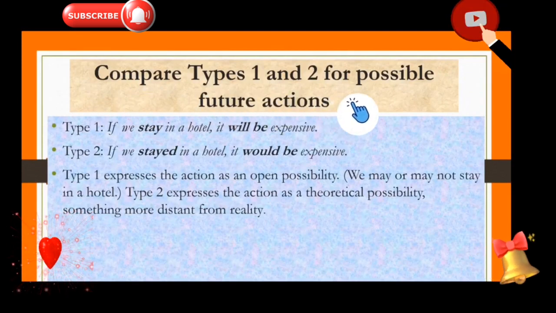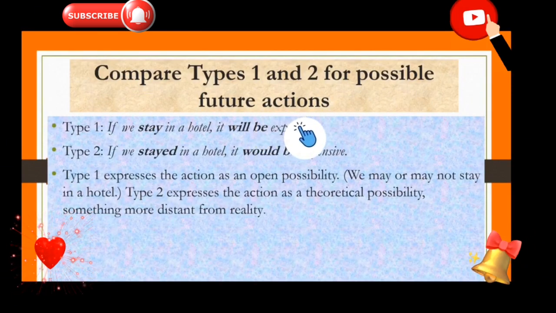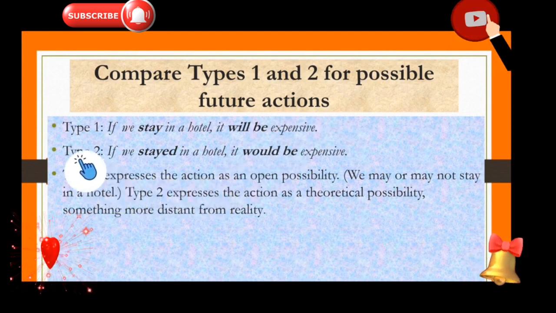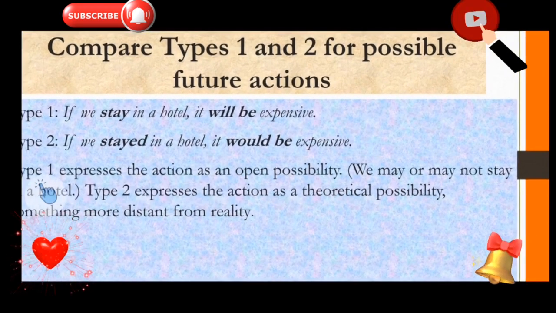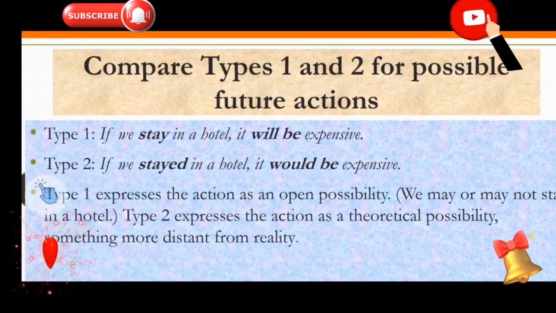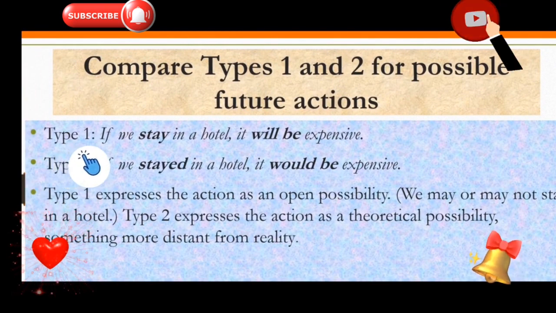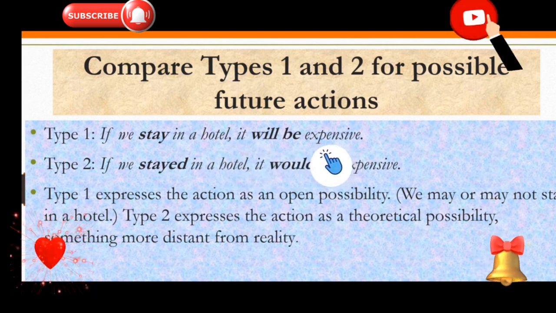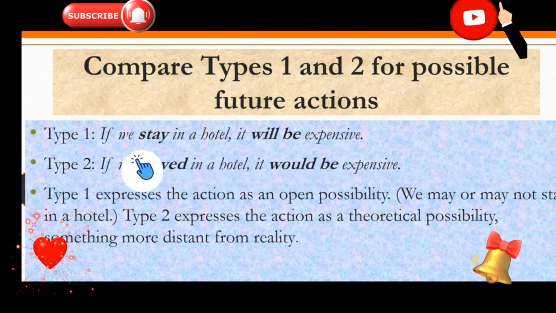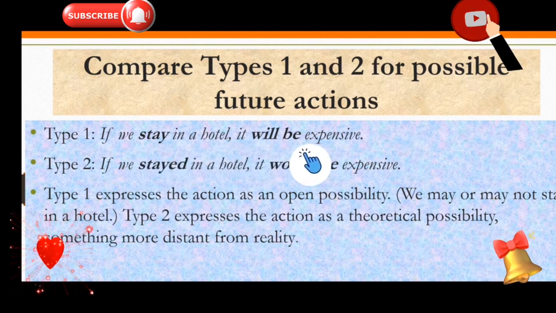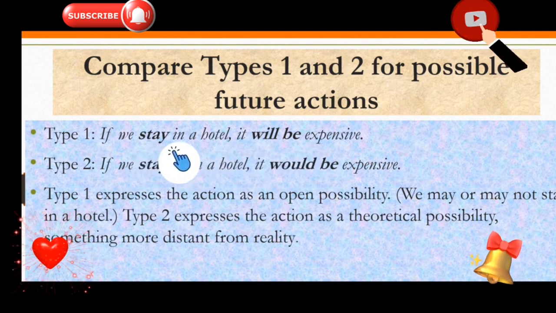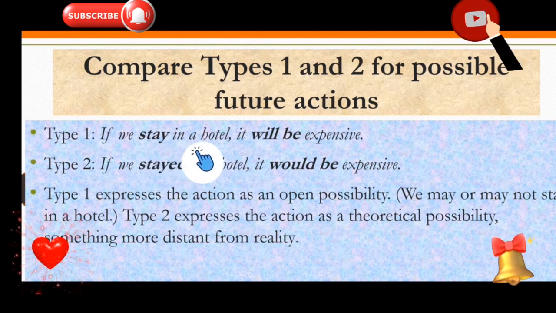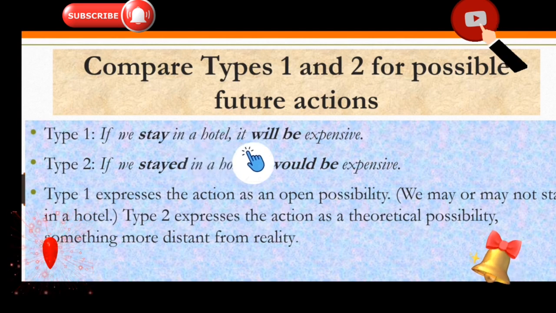Compare type 1 and 2 for possible future actions. So we can use both type 1 and 2 for possible future actions. Type 1, let me zoom it. That type 1, if we stay in a hotel, it will be expensive. So we are just making a condition that it will be expensive only in the future, if we stay in a hotel. So it is possible. Possibilities are there that if we stay in a hotel, it will be expensive.